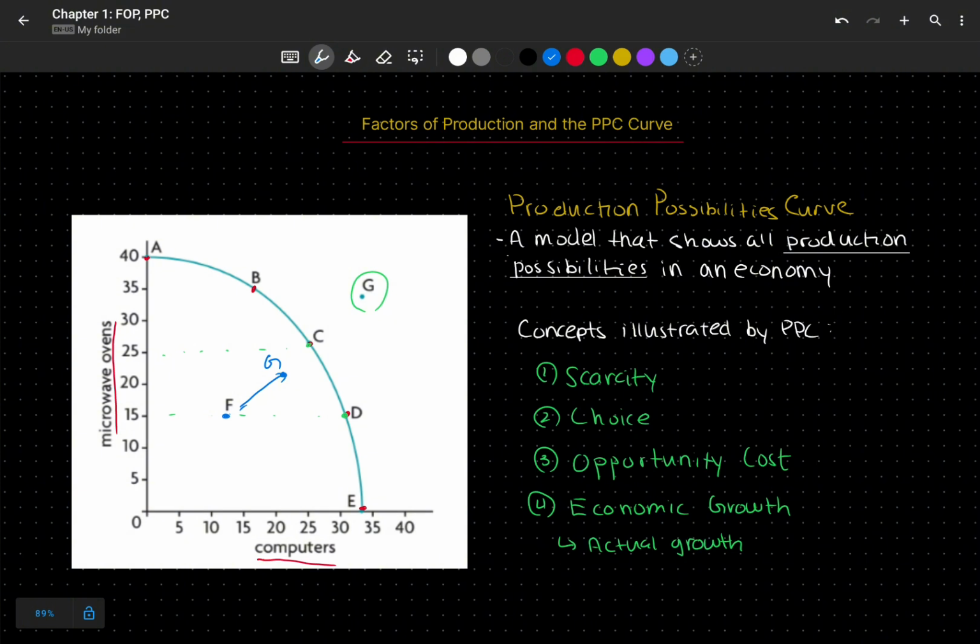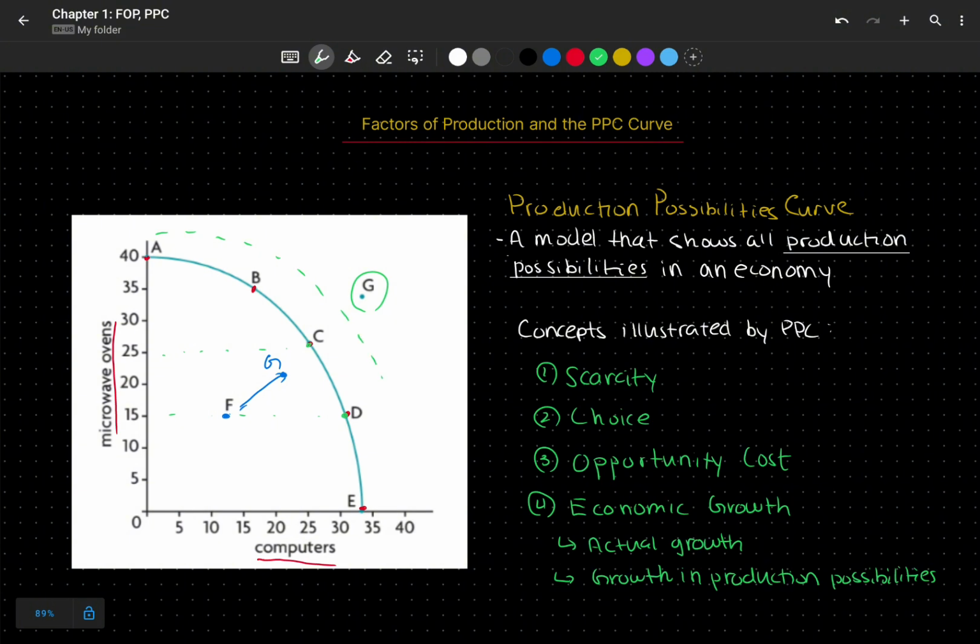And the second type of growth that we can talk about is growth in production possibilities. So growth in production possibilities is an increase in your quantity of resources and improvements in quality and technology. So what that looks like on the PPC is an enlargement of the curve.